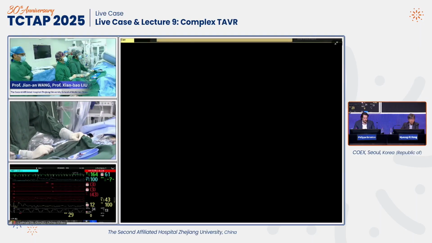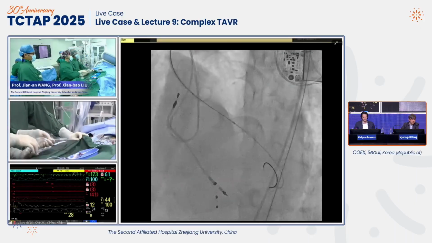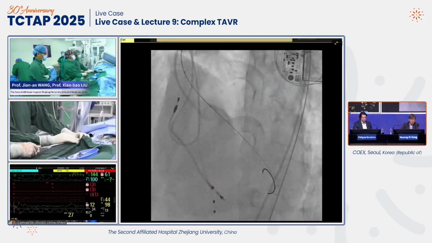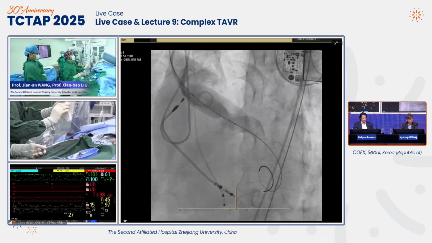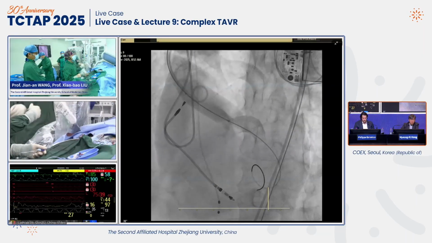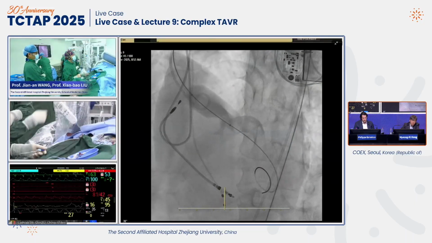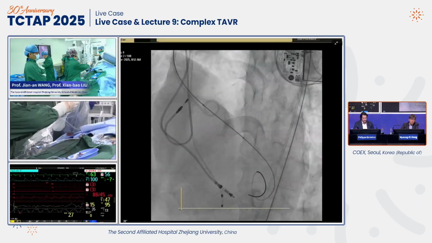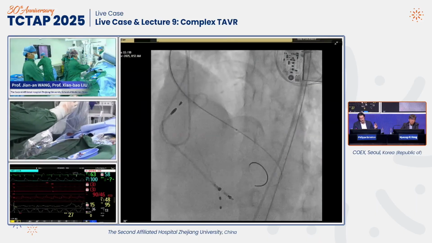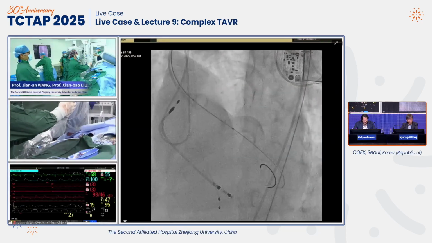So we can review the BAV. What is your assessment of this BAV? Do you think you need another one because the balloon migrated, or are you satisfied with this? It's not a perfect one, because it migrated.